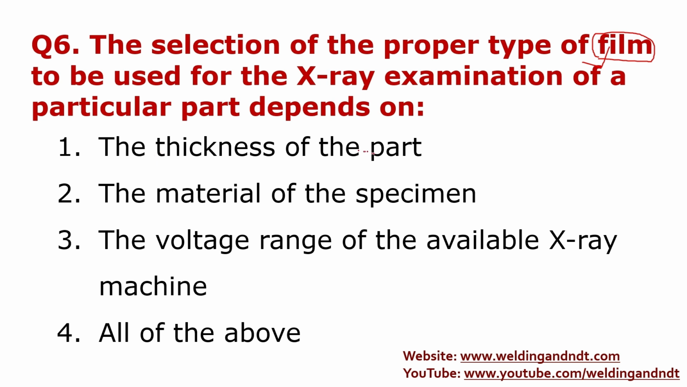Option 1 is the thickness of the part. Option 2 is the material of the specimen. Option 3 is the voltage range of the available X-ray machine, and option 4 is all of the above.